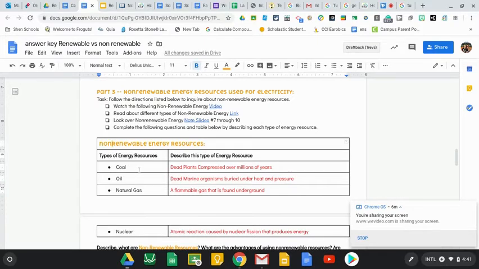Coal. So coal is dead plants compressed over millions and millions of years. There are major coal plants in Pennsylvania. That's because about 250 million years ago, the United States was at the equator, so it's a very tropical environment. So these dead plants became compressed, and we had a lot of vegetation in the eastern part of the United States that created this coal.